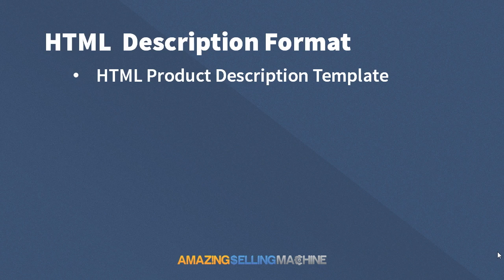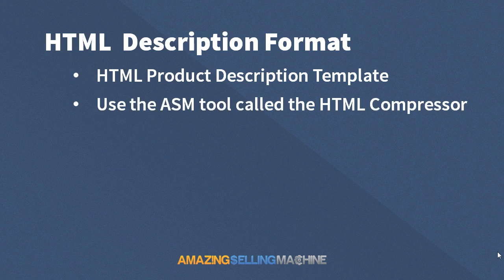What we're going to do here is have an HTML product description template that you'll find in this lesson, and you can download this template and include just basic HTML code. You don't need to understand HTML, but I'm going to show you in just a second how to use this basic code to make it work for your product description and make it stand out. We also have a tool in ASM called the HTML compressor, and you can use that as well to learn some of these codes and different things that you can include.